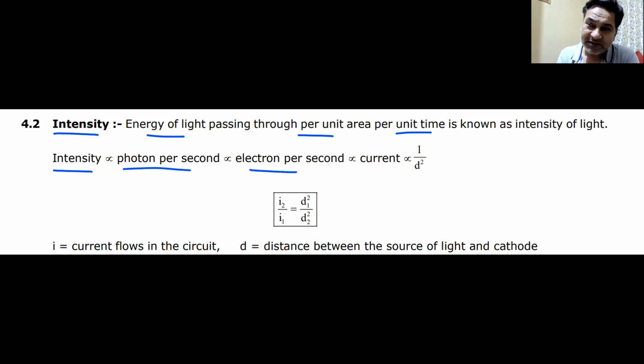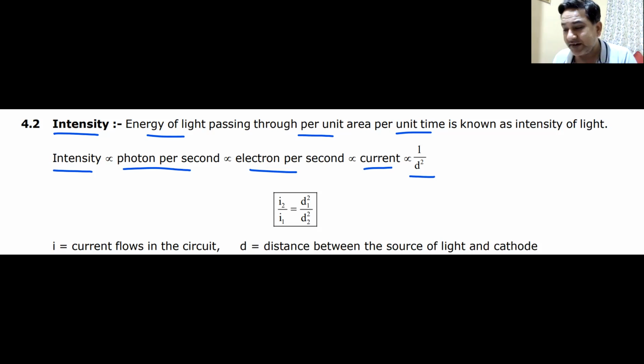Sometimes the question might refer, instead of photons, to electrons: how many electrons are emitted by the photosensitive body to produce that photoelectric current? So it is also relevant that we can relate it to photocurrent. This is proportional to current, so we understand this. And this intensity is inversely proportional to R squared.